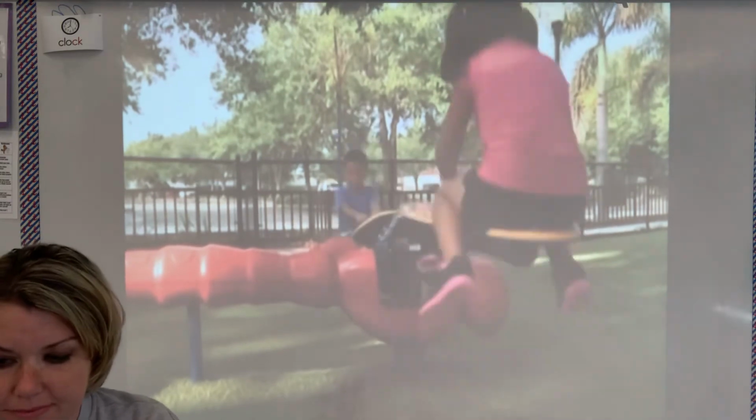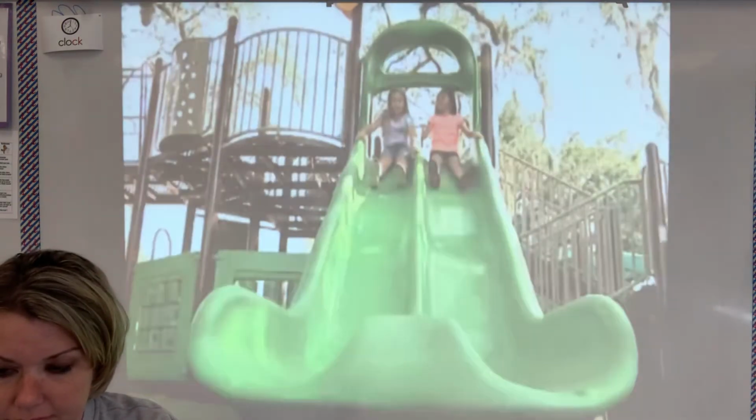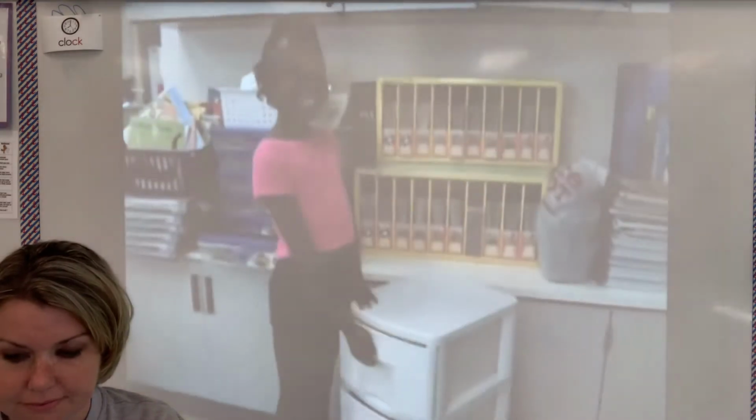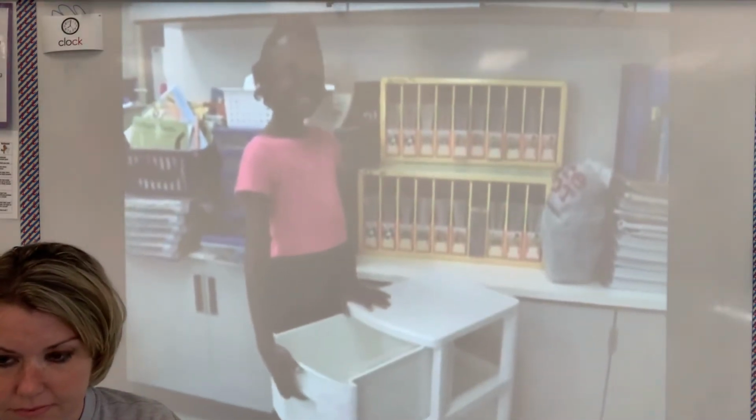Forces make things go up. Forces make things go down. Forces make things go back and forth. Forces make things go round and round.